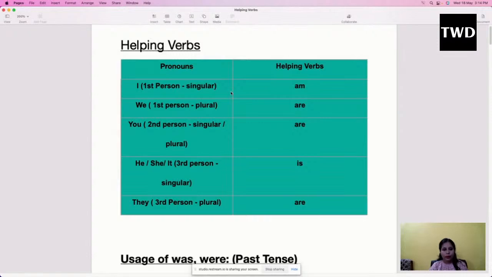With we, you, and they, we always use are. And with he, she, it, these are singular pronouns, and with them we use is. Okay. So if you are framing sentences under present tense, these verbs are known as to be verbs, and these are the verbs which we use to frame our sentences.